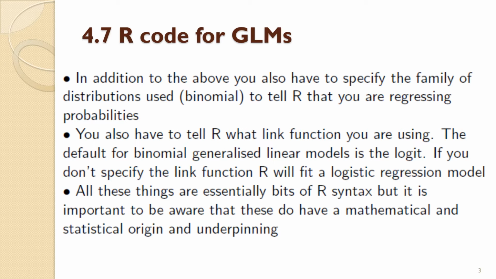Beyond telling R that you are regressing probabilities, you also have to tell R what link function you are using. The default is sensibly chosen and is the logit regression model. This is thought to be the slightly better probability model mathematically, although both the logit and probit models should give you similar answers. If you don't specify which link function to use, it will fit a logistic regression model as the default. If instead you want to fit a probit model, then you have to tell R that you specifically want to fit a probit model.